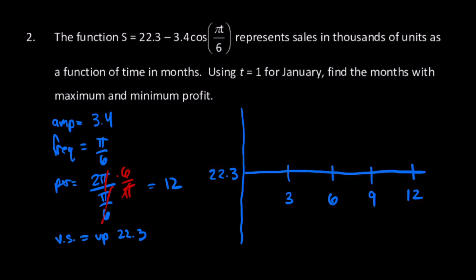All right, so if my midline is 22.3, my amplitude is 3.4. So I need to go up 3.4, which basically just means take 22.3 plus 3.4, and that's going to be that value right there. Okay, so that's 25.7. Now to get this value here, I'm going to subtract the amplitude, and that's going to be this value right there. And I do that, I get 18.9.